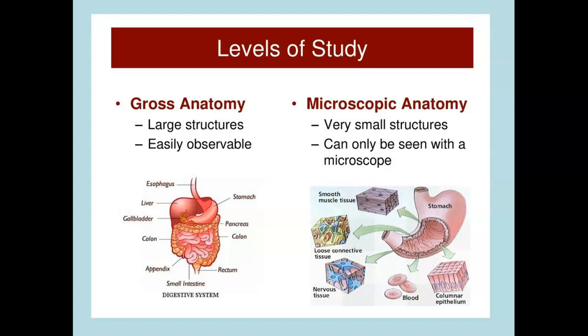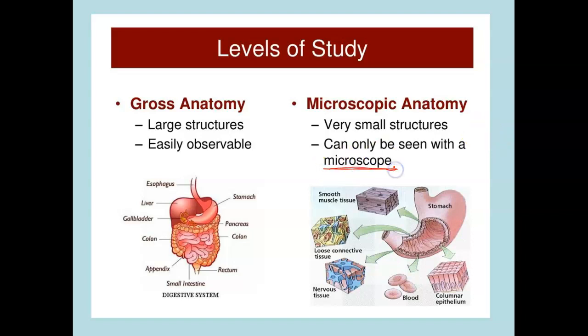So gross anatomy is looking at the larger structures, things like the stomach, things like the eyeball. Even things that we consider very small are still considered gross anatomy, like the inner ear. That's quite small, but that's still very large compared to microscopic anatomy. These are all going to be very small structures, things that you can see typically with a microscope, all right?